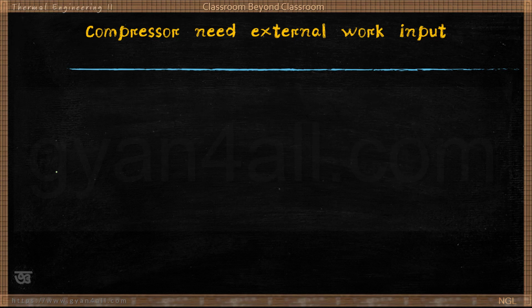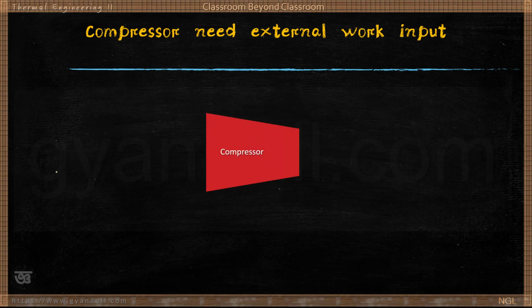Now we are aware that a compressor needs external work input to run. That means we have to supply work to the compressor. So suppose this is a compressor. We are talking about an air compressor, so it will take the air from the atmosphere. Whatever the compressor may be, reciprocating, centrifugal or anything, it will take atmospheric air into the compressor. Now it will compress it.